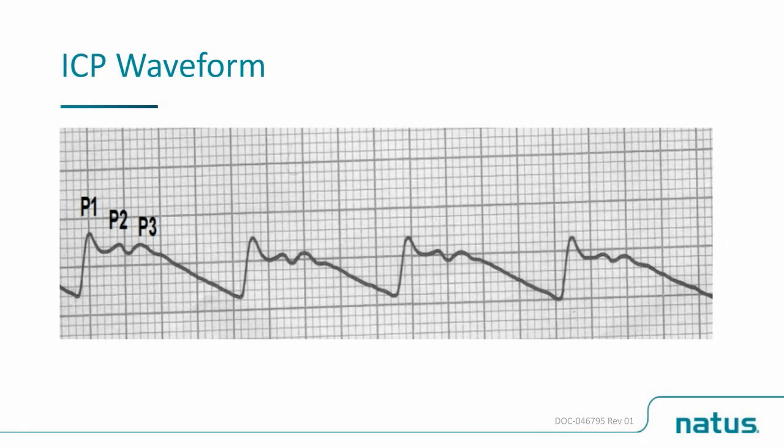So now let's get into the analysis. What should your ICP waveform look like? Well, it should look somewhat like a descending waterfall with 3 waves, P1, P2, and P3. You can see in the strip that the P1 is the peak wave, and then P2 and P3 follow.